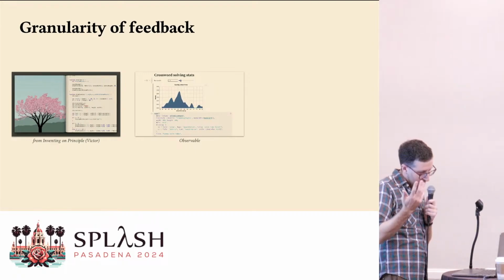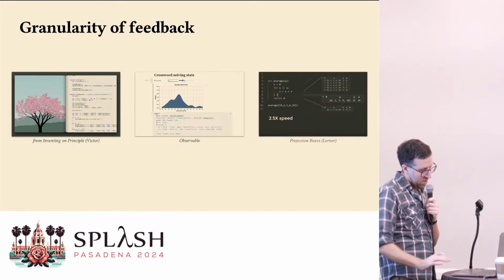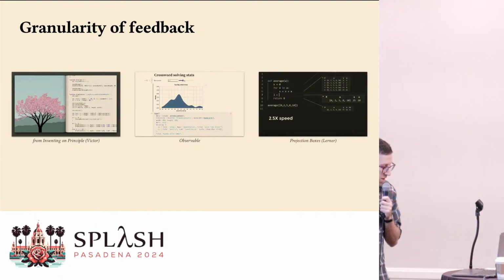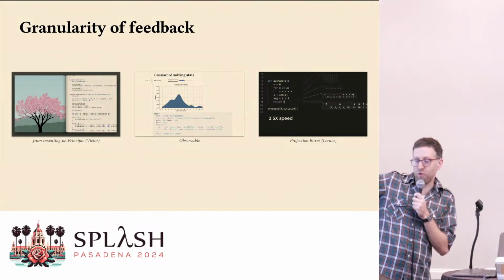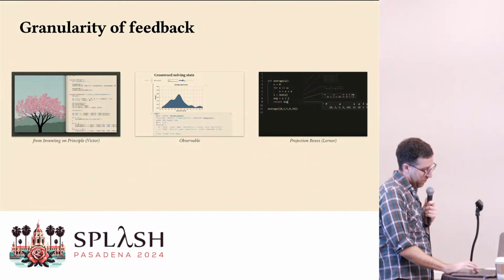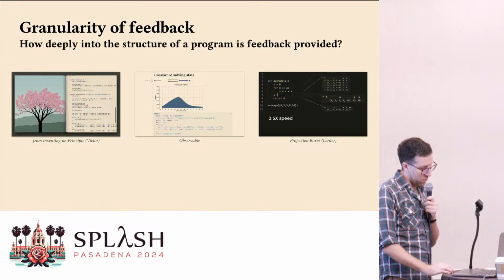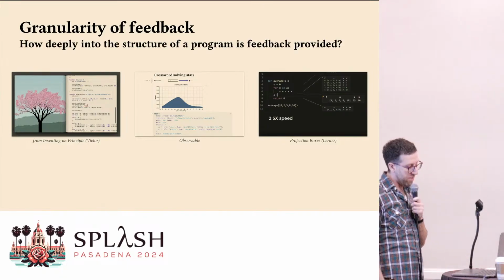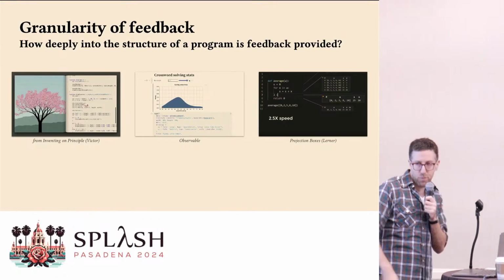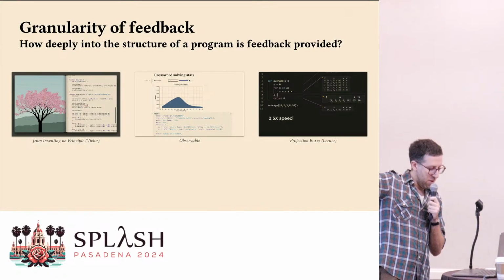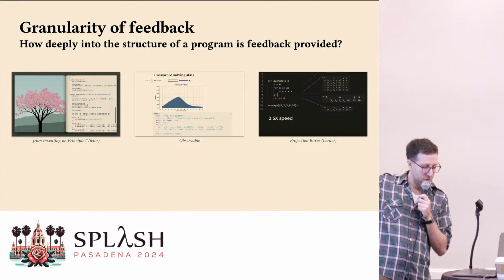And that's what a lot of interesting systems do, including Sorin Lerner's projection boxes. So compared to these 2 systems on the left, this has a finer grain of feedback. So we're going to make this definition, that granularity of feedback is how deeply into the structure of a program feedback is provided. And we can pretty clearly rank these systems from low or coarse grain to high or fine grain.